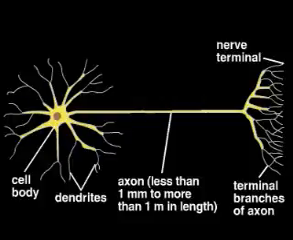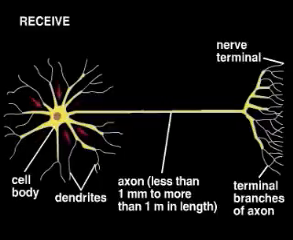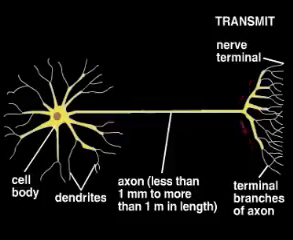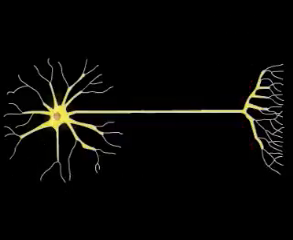The fundamental task of a nerve cell is to receive, conduct, and transmit signals. Neurons propagate signals in the form of action potentials, which can travel great distances along an axon without weakening.